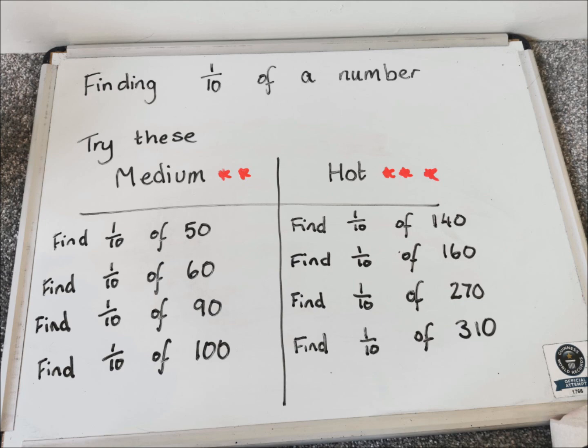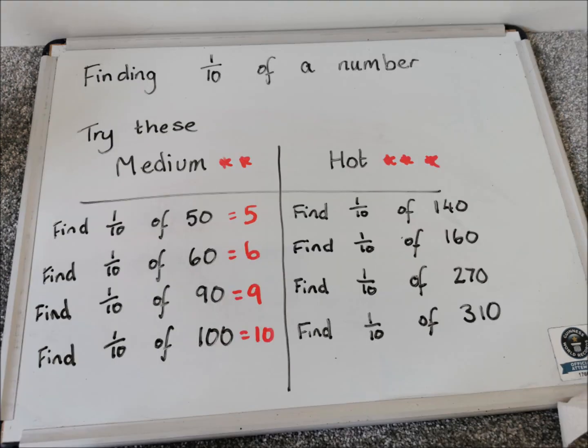Let's have a look at answers for medium first of all. So find a tenth of 50, it was 5. Find a tenth of 60, it was 6. Find a tenth of 90, it was 9. Find a tenth of 100, it was 10. So well done to everyone if you managed to get those.